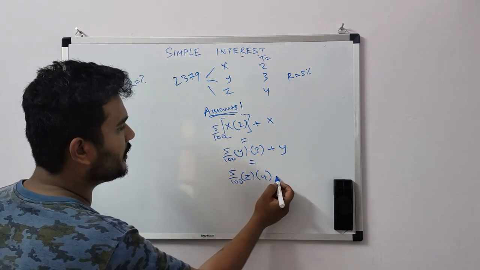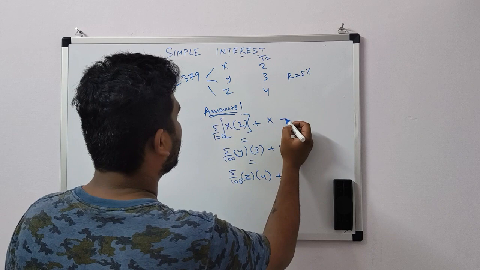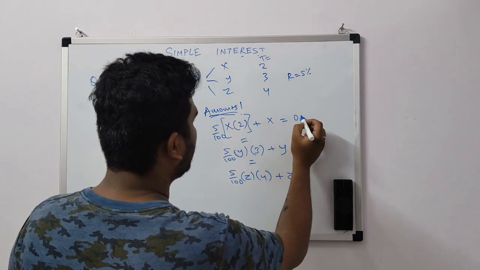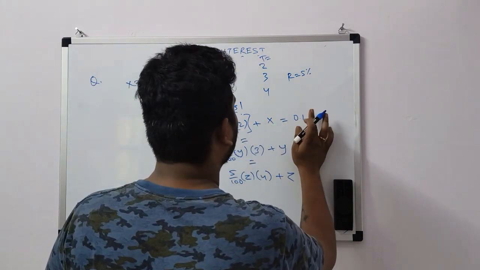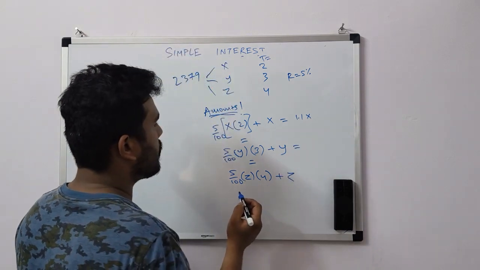So I think when you equate it, it becomes 10 upon 100, or 0.1. This is 10 upon 100, now 0.1, so 1.1x, right?